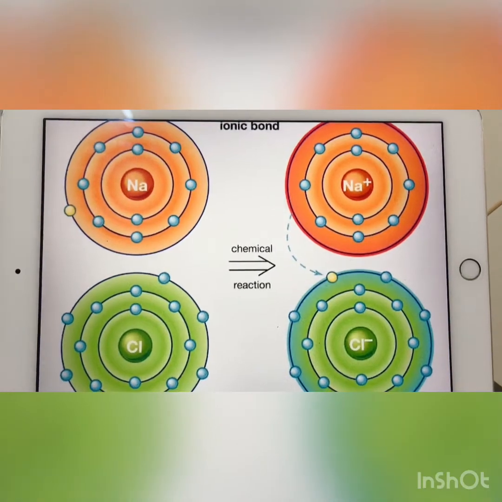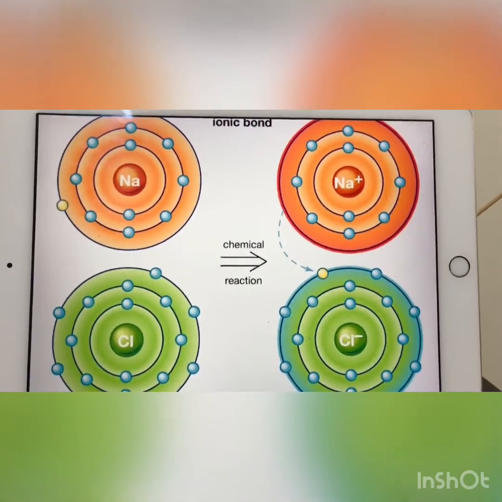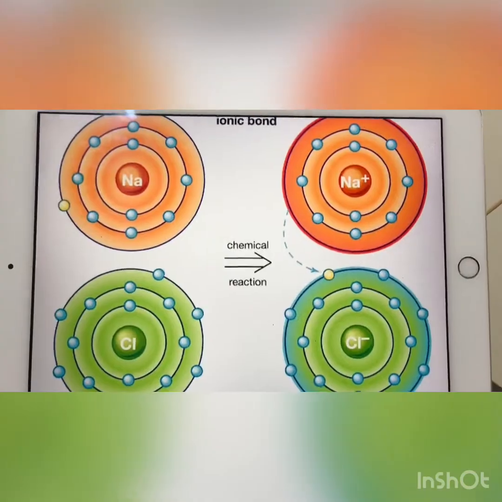Hello students, welcome to the class again and we'll talk more about ionic bonds today. So stay tuned. Hello students, welcome to the class again and we will discuss some NCERT questions today. Before that, I would like to make you aware about ionic bonds and the different types of bonds we have to talk about. But at this moment we will talk about ionic bonds. So let's go.